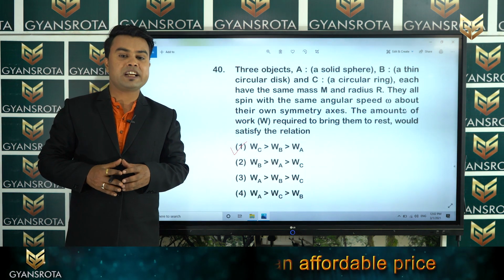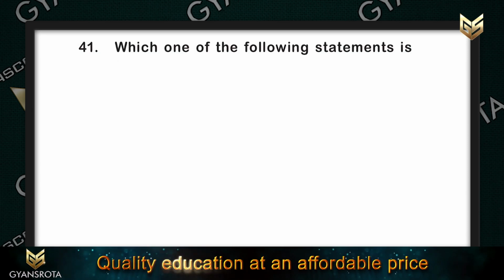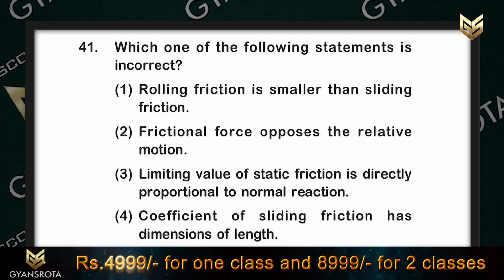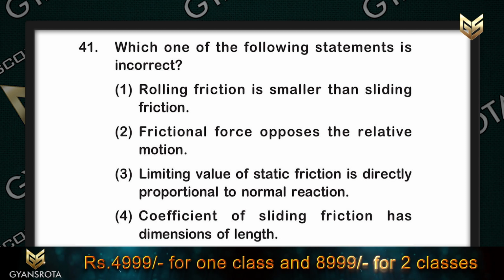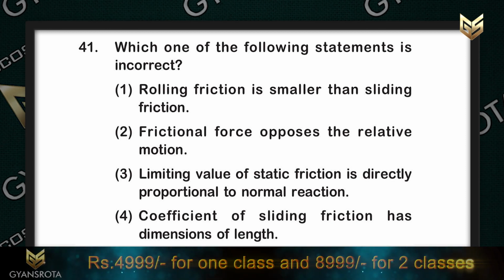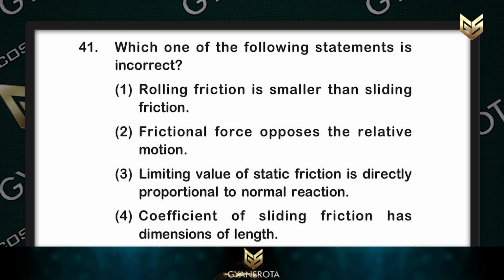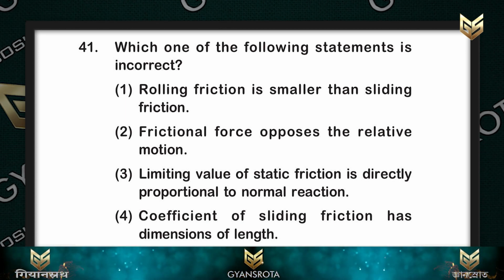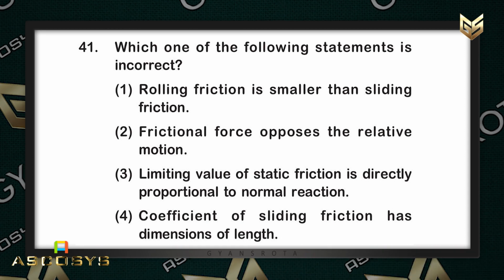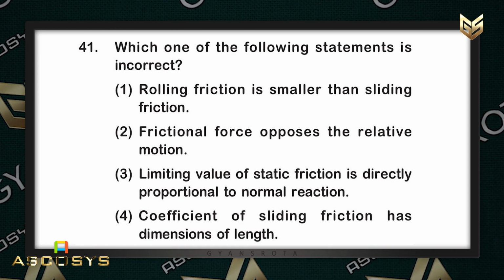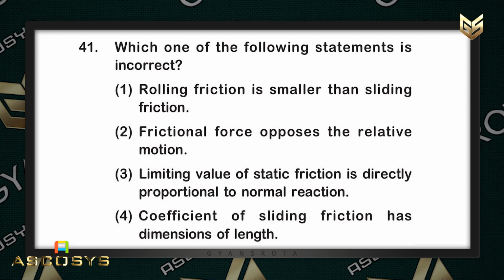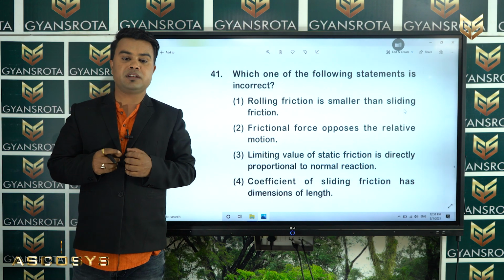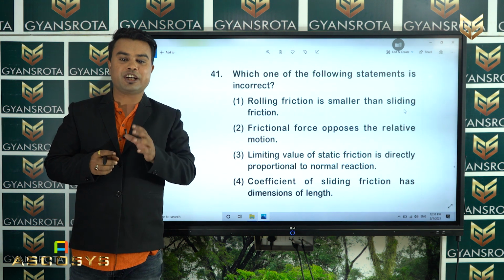Now let us move to the next question, question number 41. Which of the following statements is incorrect? Number 1, rolling friction is smaller than sliding friction. It is true. Number 2, frictional force opposes the relative motion. This is also the basic definition of friction. Number 3, limiting value of static friction is directly proportional to the normal reaction. Absolutely correct. Number 4, coefficient of sliding friction has dimensions of length. So option 4 will be the correct answer for the incorrect one.